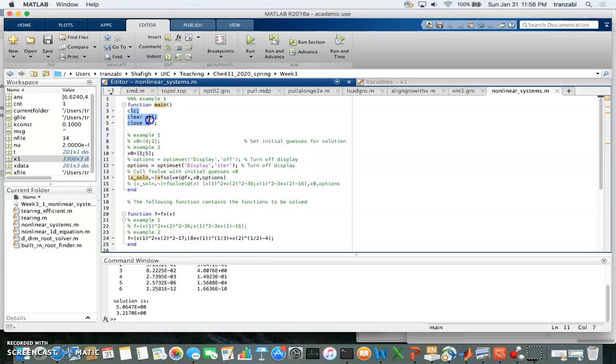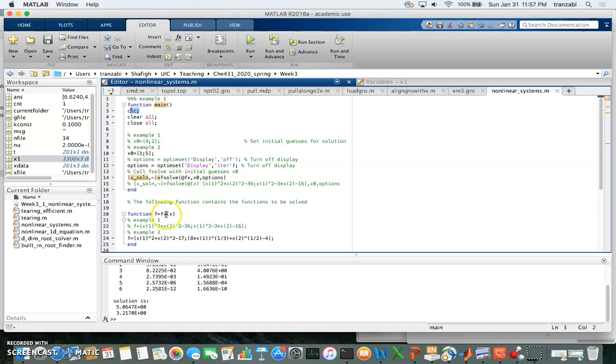So these are, I think, the generic form of clearing the screen and closing all the figures and clearing the command window. This is the command window. And so we're going to start with an initial guess of 1 and 5. We set the options to display every iteration. That's what we set up. Okay, and then we call fsolve with the function name, initial guess, and option.